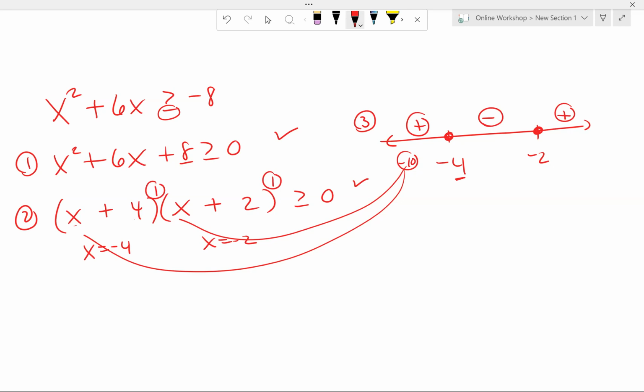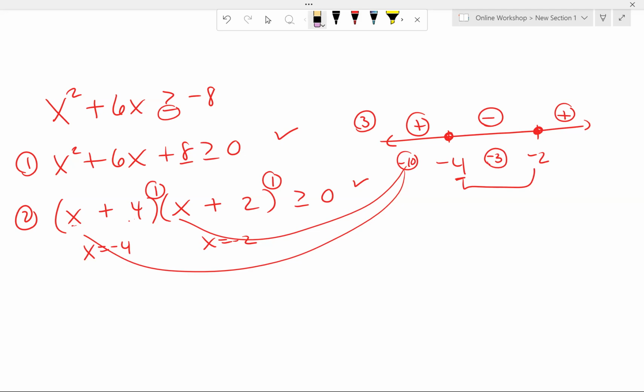To confirm things, if I pick, say, -3, because that's a number for X between -4 and -2, -3 plus 4 would give me a +1. -3 plus 2 would give me a -1. And those values multiplied would give me a negative.